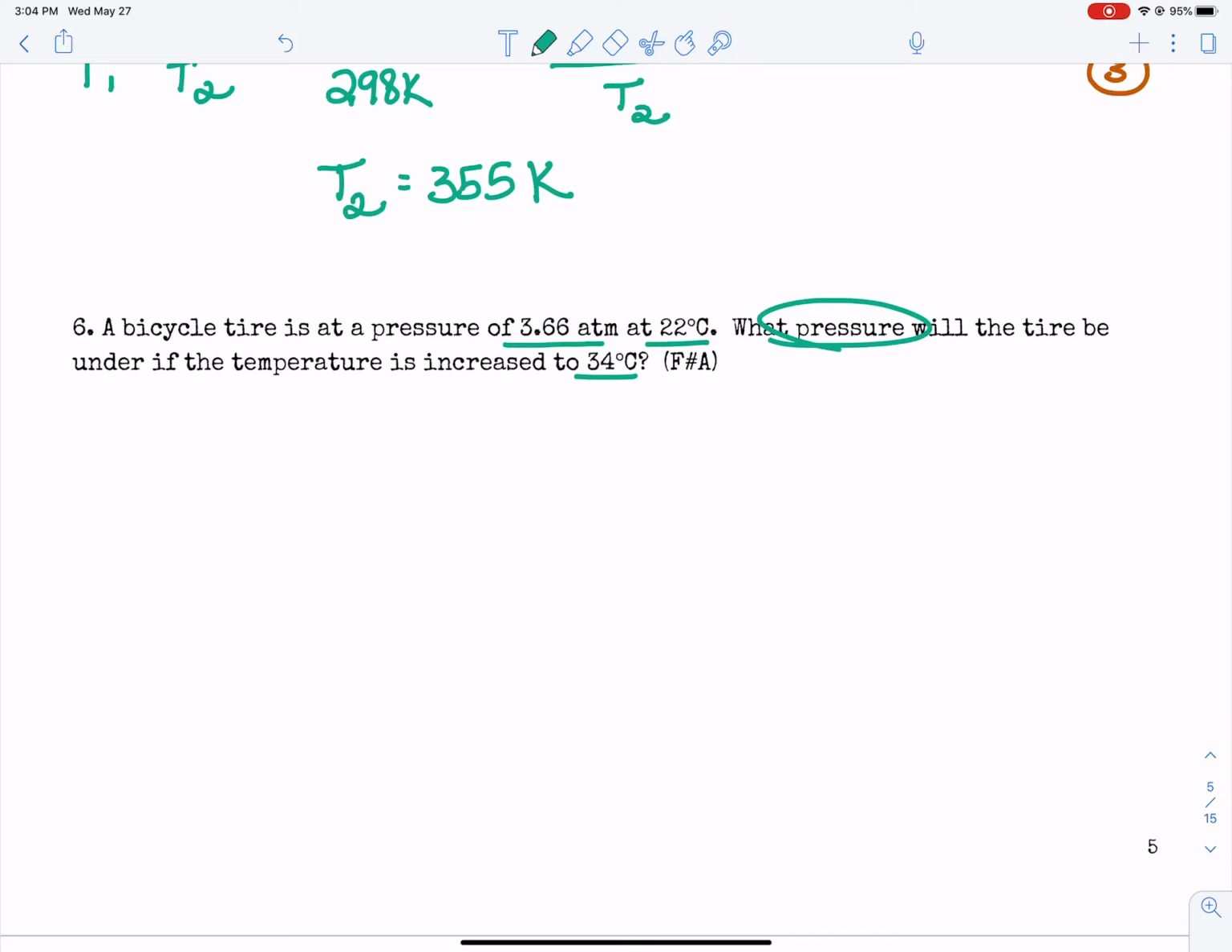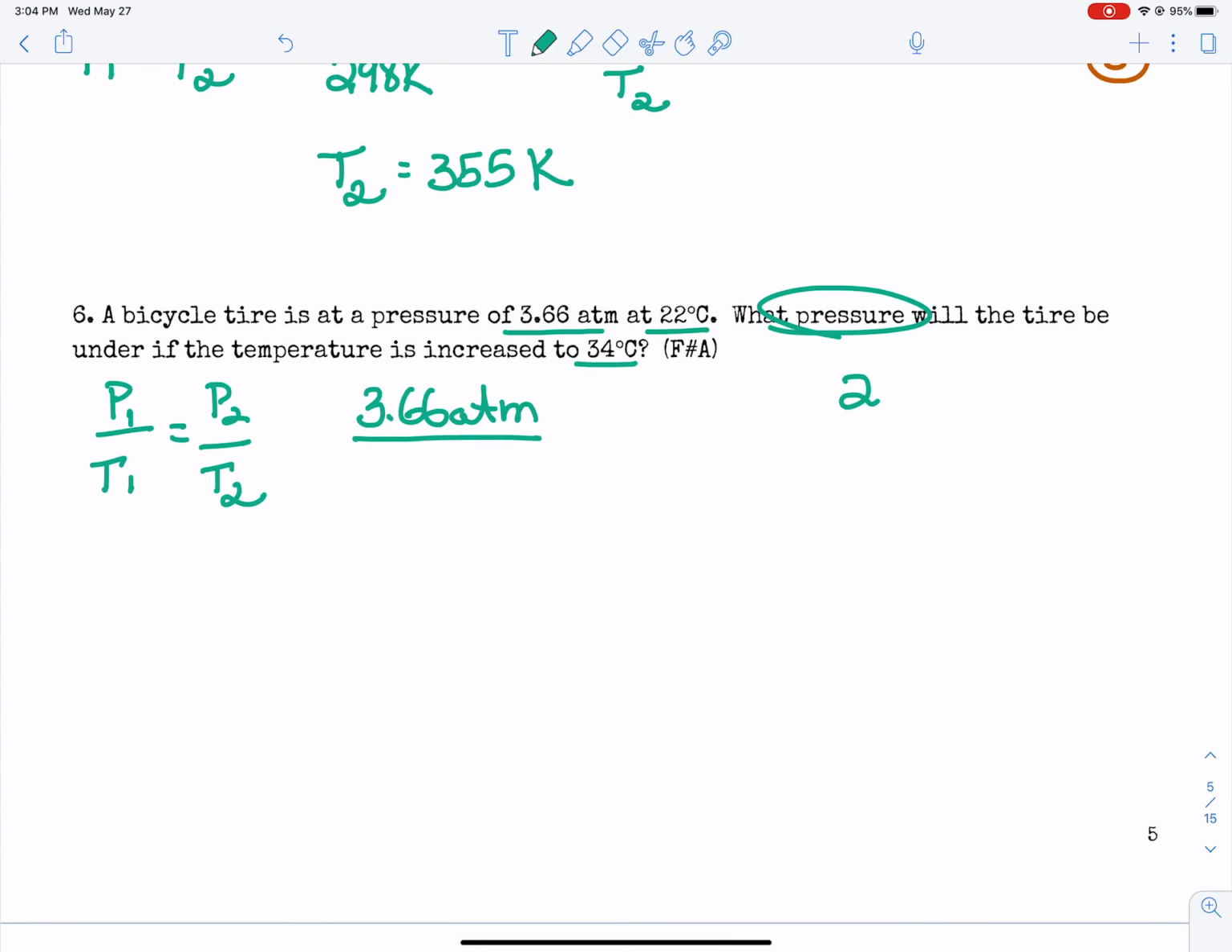34 degrees Celsius, right? So P1 over T1 equals P2 over T2. The original pressure is 3.66 atm. The original temperature, 22 plus 273 is equal to 295 Kelvin.